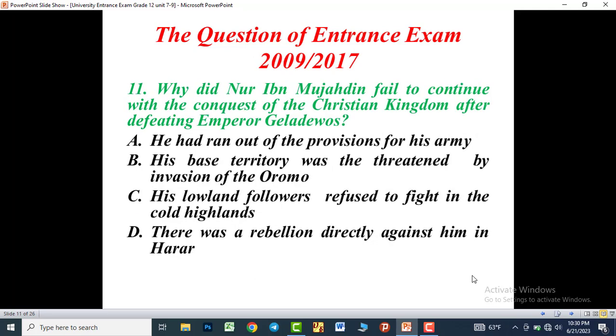Question number 11. Why did Nur ibn Mujahid fail to continue with the conquest of the Christian Kingdom after defeating Emperor Gelawdewos? A. He had run out of provisions for his army. B. His base was threatened by an invasion of the Oromo. C. His lowland soldiers refused to fight in the cold highlands. D. There was a rebellion directly against him in Harar.